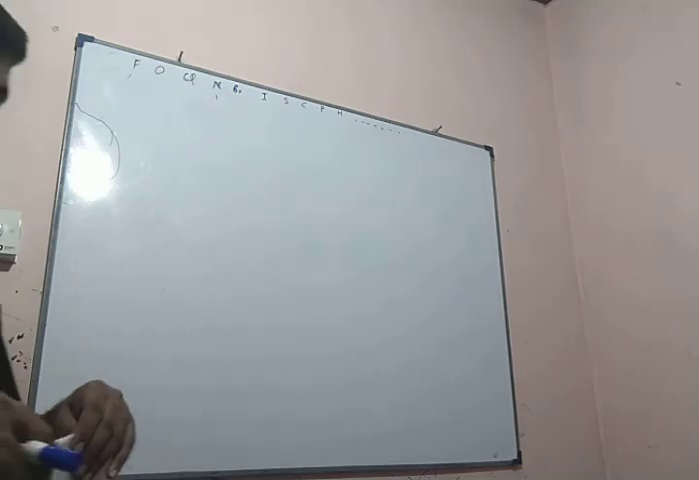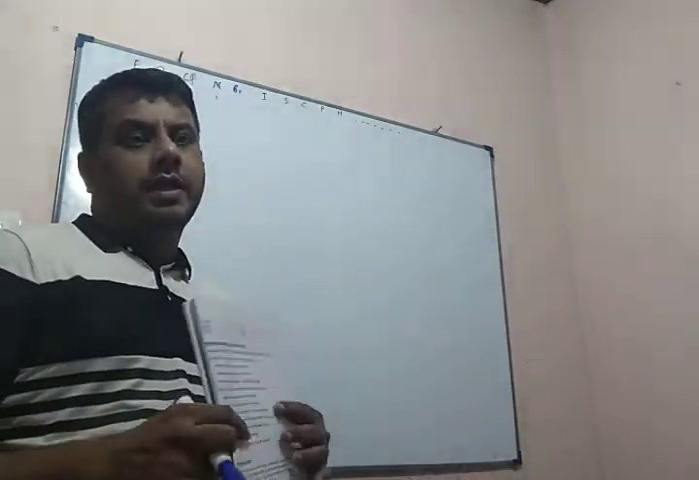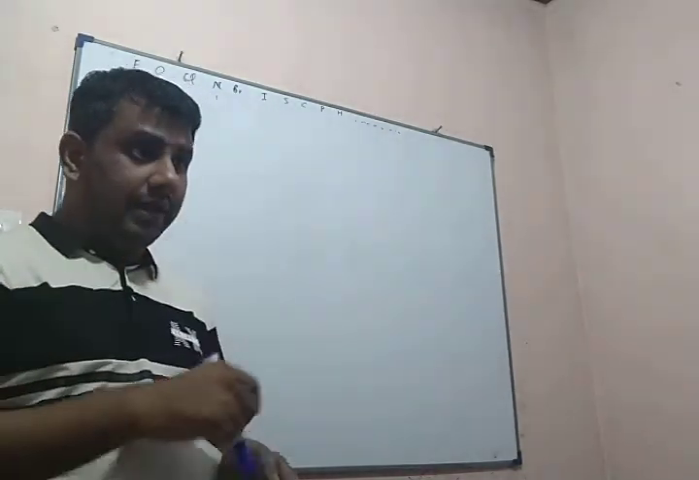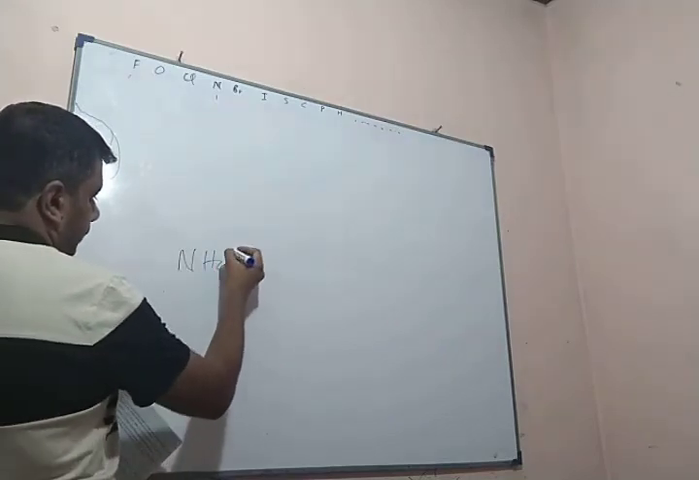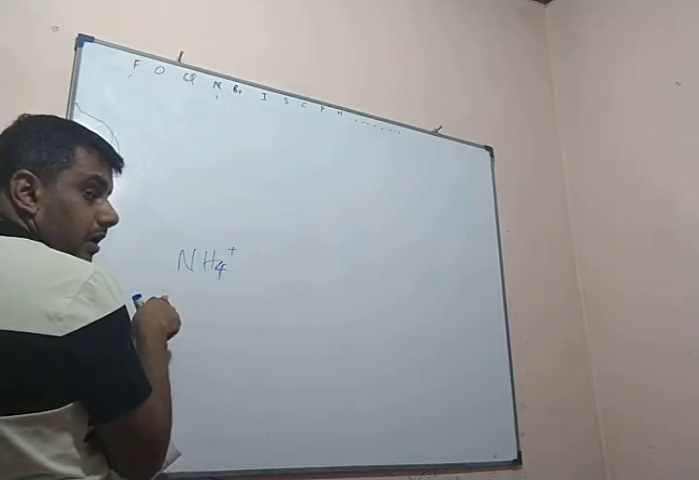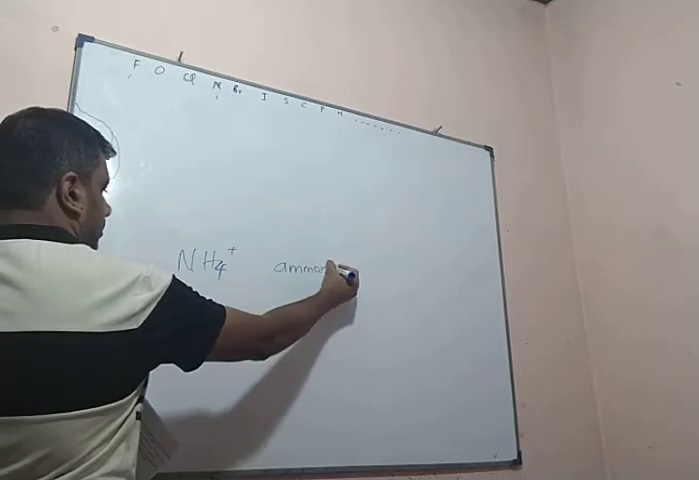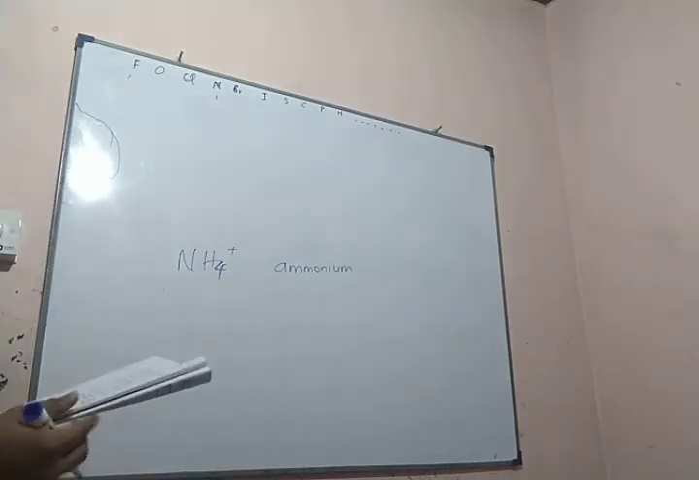Normally polyatomic ions are named as follows. For a cation the name ends with ium. Let's write a cation, NH4 plus. What's the name? Ammonium.